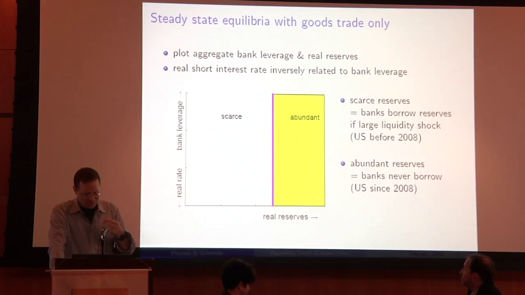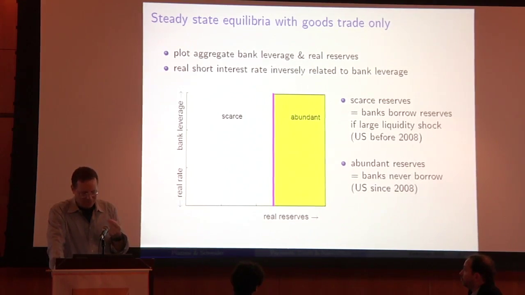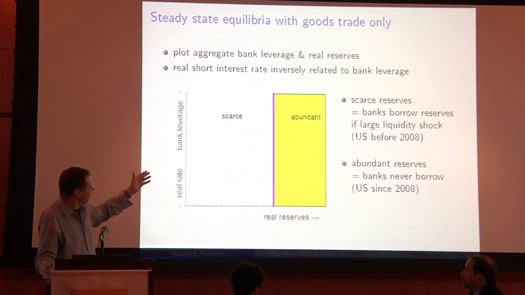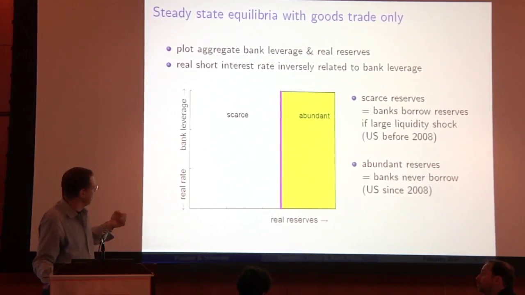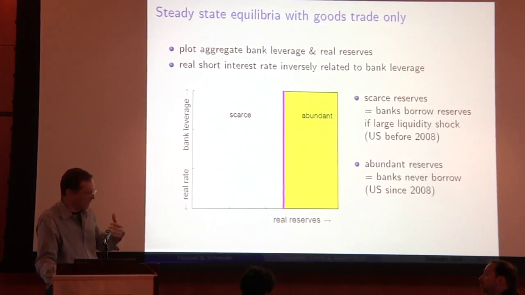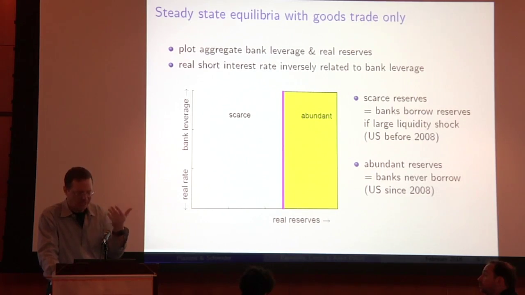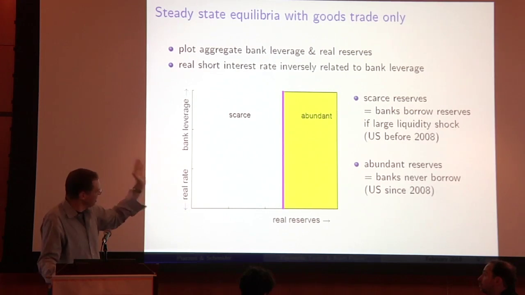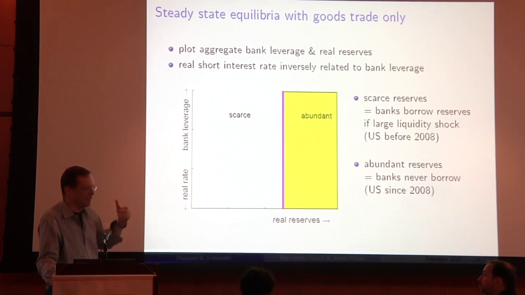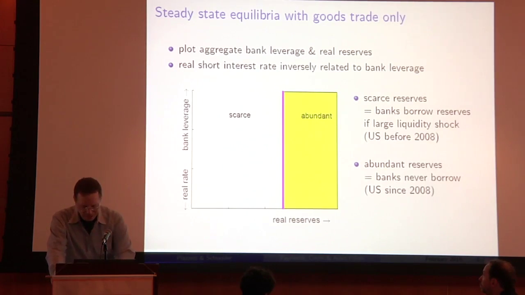Because of this liquidity management problem, there are two key regions here. If the reserves, in real terms relative to the fixed number of transactions, are low, then the reserves are scarce, and sometimes when the banks get hit by large liquidity shocks, they have to borrow. This is what the US looked like before 2008, and what Canada looks like now. As you go across, if there are enough reserves, then the reserves are abundant, and the banks never have to borrow in the course of liquidity management. So that's the threshold.